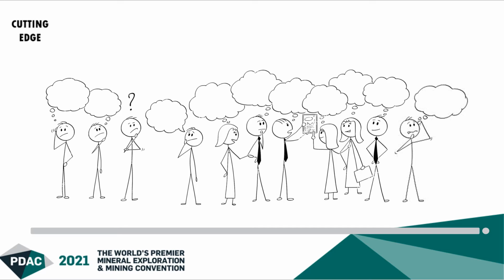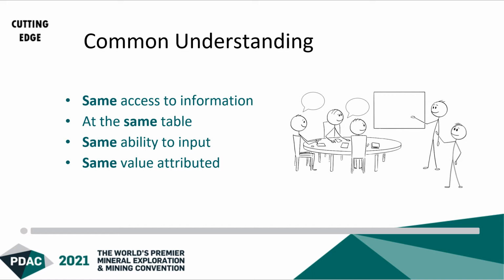So how do we get to a common understanding of each other's views and combine our diversity of knowledge? This is a key prerequisite for trust. A neighborly, respectful, rights-based approach where all stakeholders have access to the same information sitting at the same table with equal ability to input what matters to them and equal value given to those inputs before decisions are made.